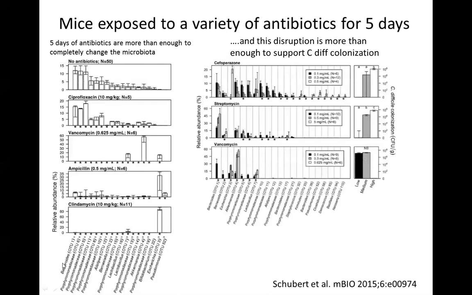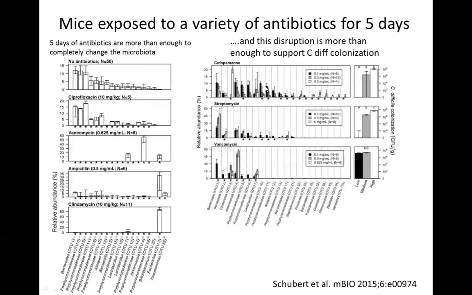But here's your Bacteroidetes. Here's pretty much all your Firmicutes along here. And here's your proteobacteria, E. coli, and Pseudomonas. So if you go down, that's a bad thing. So here's Cipro. Not that much change, though you can obviously see changes. Here's Vanc, which is pretty much wiping a lot of stuff out. Ampicillin, which causes overgrowth of your proteobacteria. And here's Clinda, your quintessential anti-C. diff drug. So this is after 5 days, not very long.